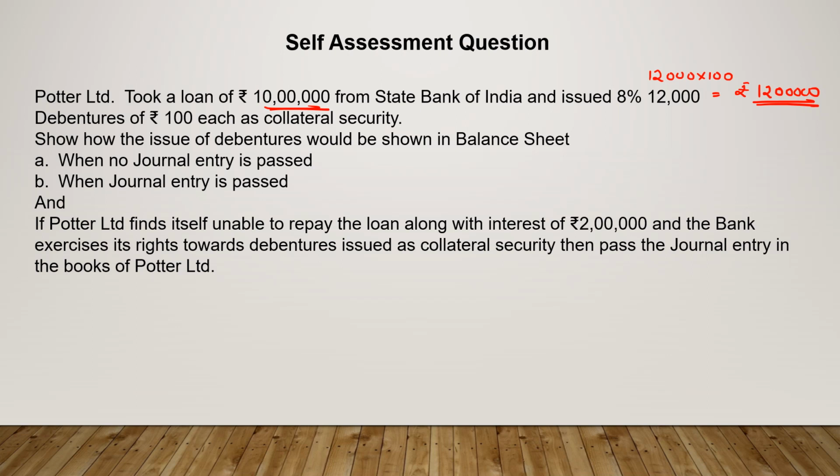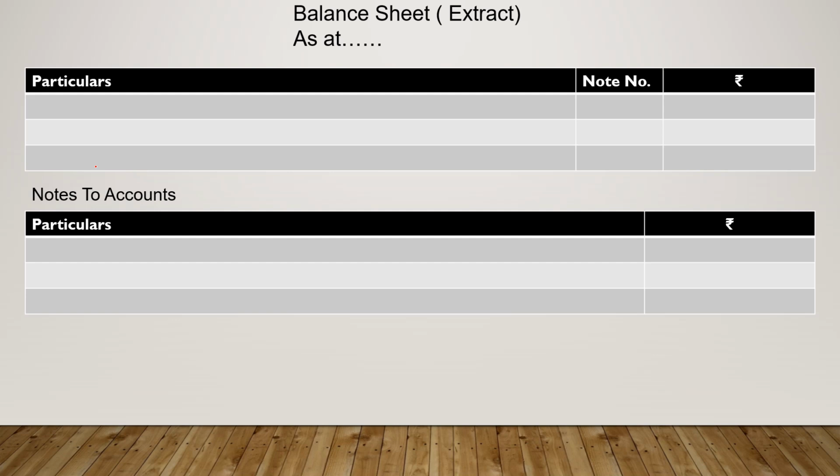They have asked us to show how the issued debentures will be shown in the balance sheet. A. When no journal entry is passed, and B. When journal entry is passed. And further, if Porter Limited finds itself unable to repay the loan along with interest of 2 lakh and the bank exercises its rights towards debentures issued as collateral security, then pass journal entry in the books of Porter Limited. So first we will deal with how it is to be shown in the balance sheet in the two different situations. First one, when no journal entry is passed.